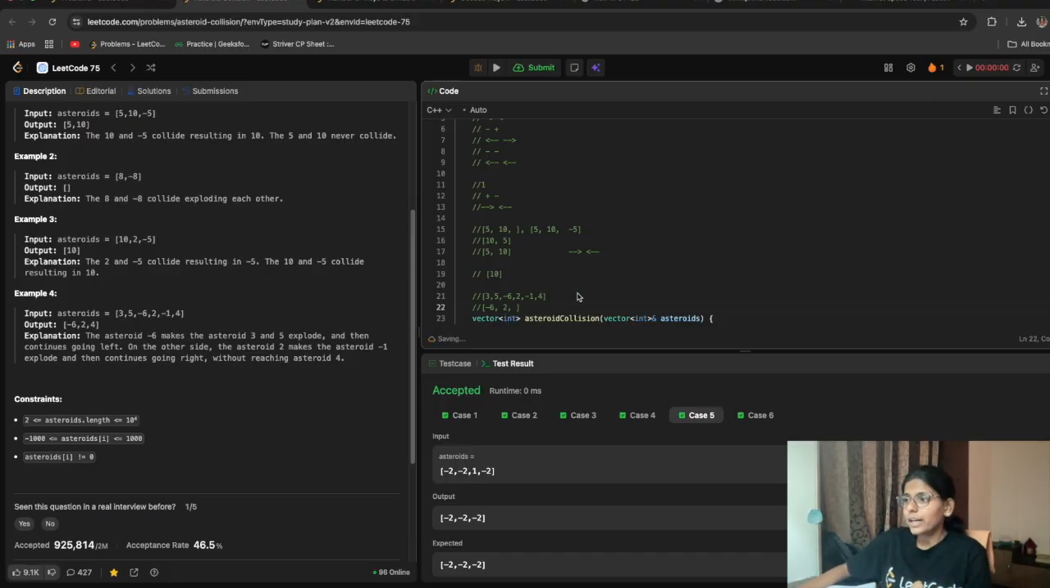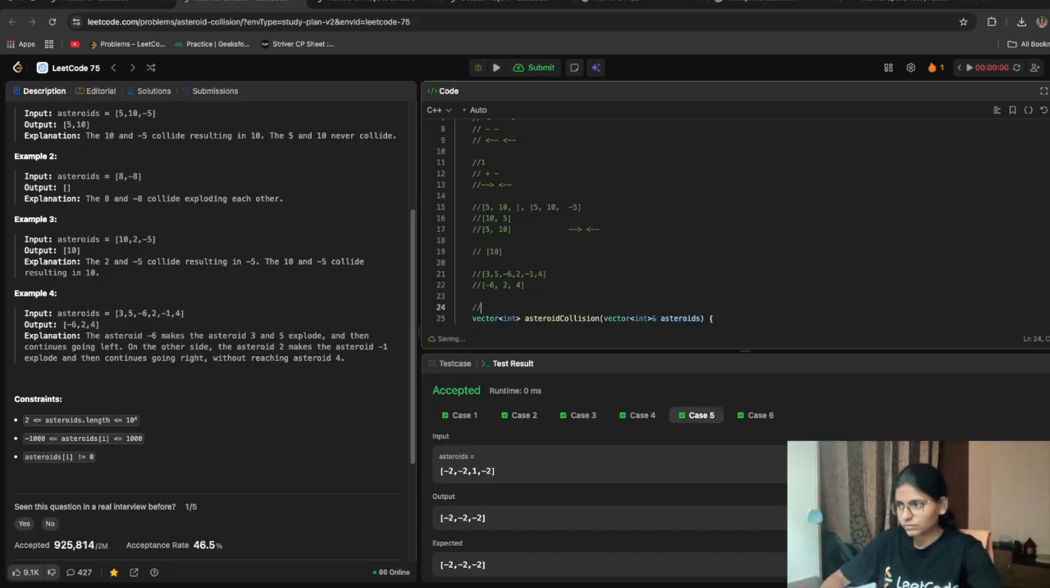Then we have minus 1, 2 is going in right direction, minus 1 going in left direction, so both will collide. After collision, 2 is greater than 1, so 1 will explode and 2 will remain, so our answer will include 2. Then we have 4, 2 going in right direction, 4 going in right direction, so we'll include 4. So now we remain with minus 6, 2 and 4. So this will be our answer.